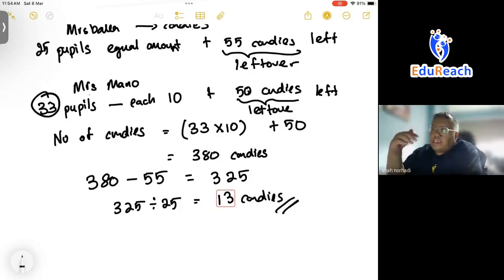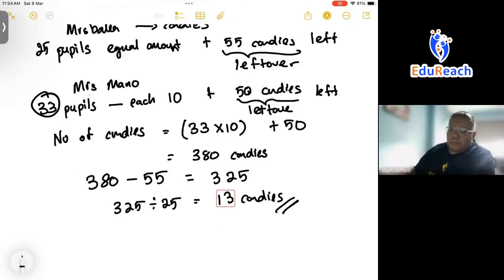So we must understand that when we do shortage and leftover questions, there's always two stories. Then, like you see how I do, I always list down what I know. Okay, let's do question 5. Question 5 is very straightforward.